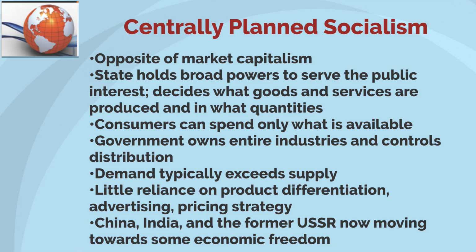The state holds broad powers to serve the public interest. It decides what goods and services are produced and at what quantities. Consumers can spend only what is available. Government owns entire industries and controls distribution. Demand typically exceeds supply. There is little reliance on product differentiation, advertising, and pricing strategy. China, India, and the former USSR now are moving towards some economic freedom.